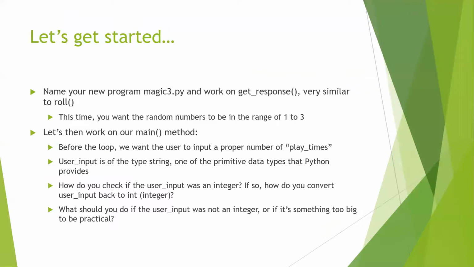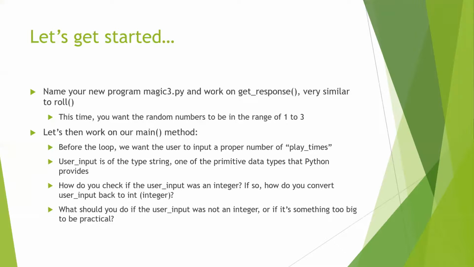And now I want you to work on our main method. So think about what it does, all right? So before the loop, we want the user to input a number, a proper number, and we want to store that information in a variable called playtimes. And the user input is of the type string, and string is one of the primitive data types that Python provides. And so there's a trouble now.